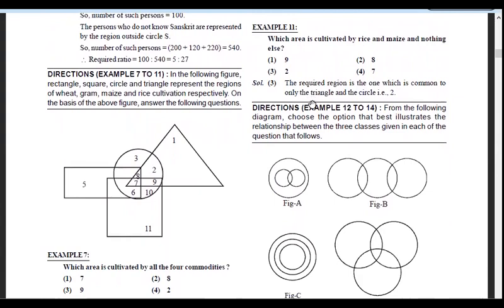Tell me, which area is cultivated by all the four commodities? So this is a problem. Questions 7 to 11 are based on this graph. So try solving question number 7. Please try solving by yourself instead of looking at the answer. Very good, Ananya. Very good, Snigdo. Very good, everyone. Correct. The answer is 1.